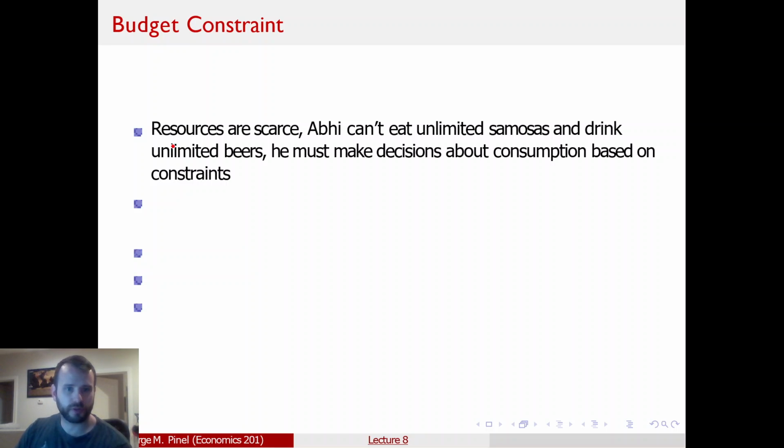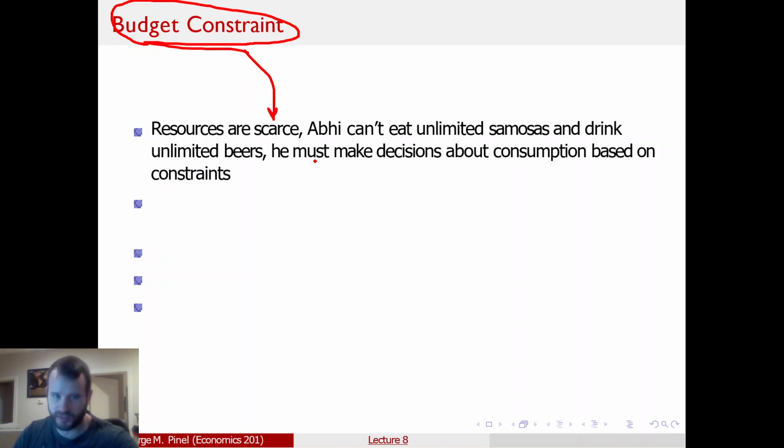Okay, so resources are scarce. Abby can eat an unlimited amount of samosas and drink an unlimited amount of beers, right? This is going back to the definition of scarcity. That's the constraint. There's some constraint that leads to scarcity. In this case, it's not that there's only so many samosas in the room and only so many drinks in the room. Imagine you're in a room and it's an unlimited buffet, but something has to provide the scarcity, right?